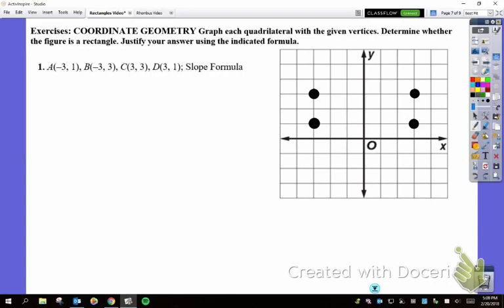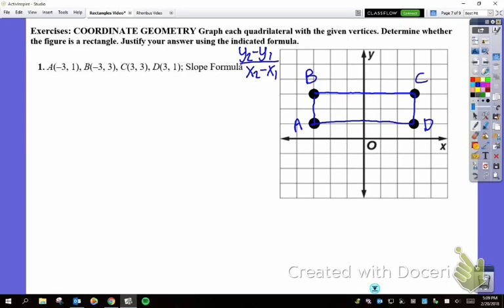Now I've drawn the picture here for you already. Our points would be A is here, B, C, and D. So what we need to do is find the slope of all 4 sides. So we're going to find the slope of AB and then BC and so forth. Remember that your slope formula is y2 minus y1 divided by x2 minus x1.